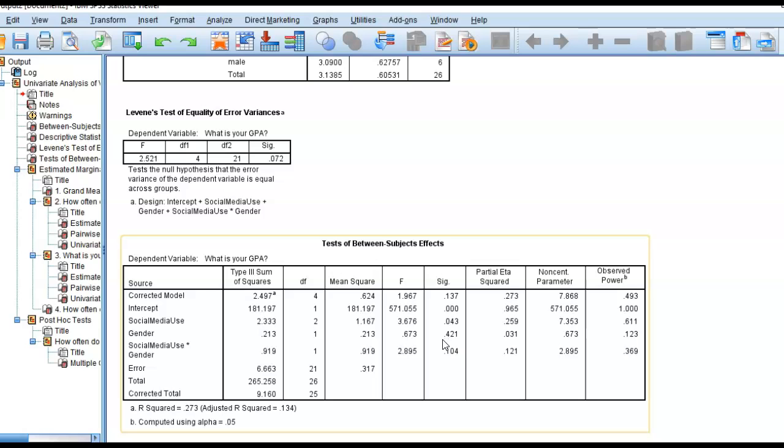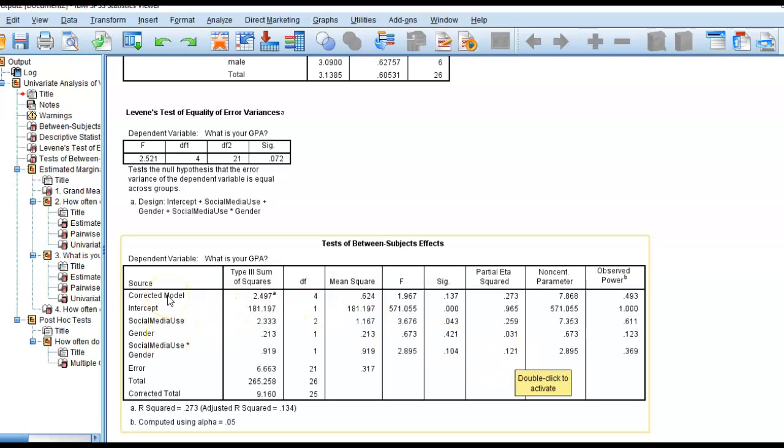Let's see, for the social media use and gender, we have no interaction. That means it didn't matter, even though I suspected that maybe females and males were impacted differently by social media use. The data shows that's not at all what happened.